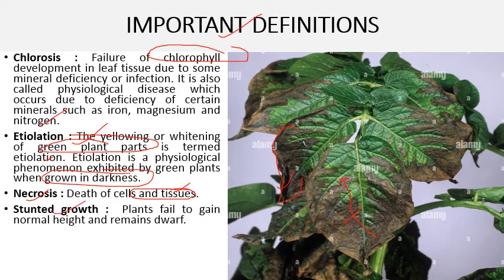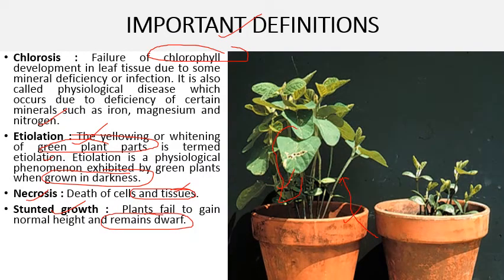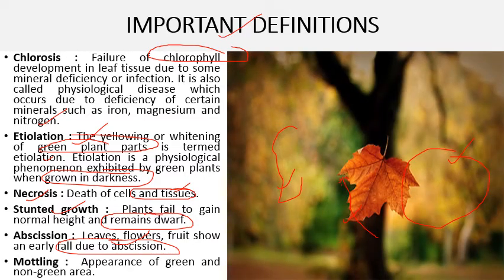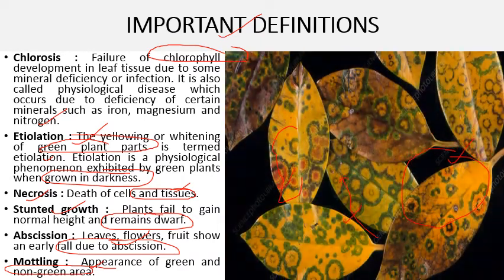Then next comes stunted growth. It means the plant failed to gain the normal height and remains dwarf. Like this, we can see here. This is the dwarf plant. Next comes abscission. It is the process when leaves, flowers, fruit show an early fall. So this is basically the falling off of leaves or other floral parts or plant parts from the plant, which is known as abscission. Next comes mottling. It is the appearance of green and non-green areas on the plant parts, especially on the leaves. This is known as mottling, that we can see in this photograph. So these are some important definitions.